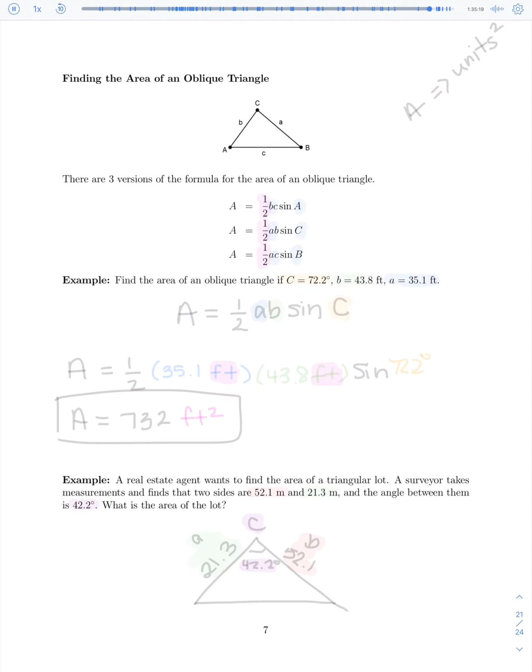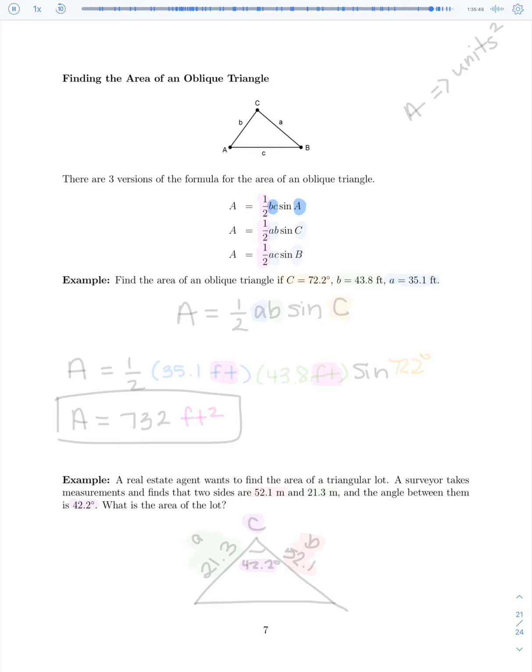And that's it. The next thing that we want to talk about doing is finding the area of an oblique triangle. We have 3 different formulas, but they all basically say the same thing, is that you need 2 sides of the oblique triangle and then the angle that doesn't match up with either of the 2 sides. So if you look at the first formula, we've got sides B and C, and then the angle A, which is the one that doesn't match up with any of the 2 sides.